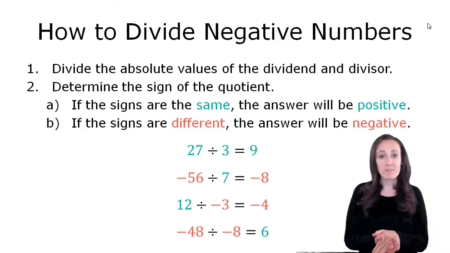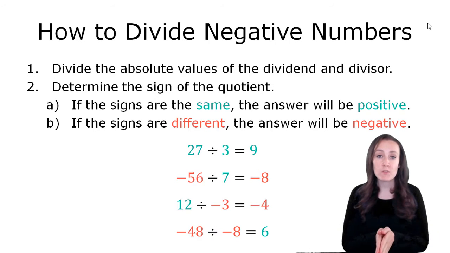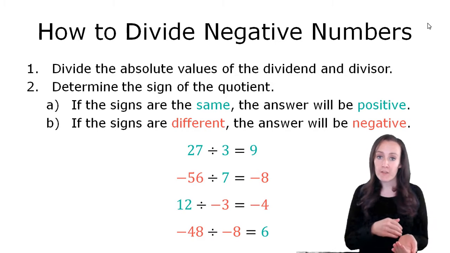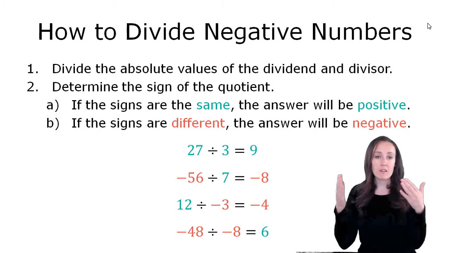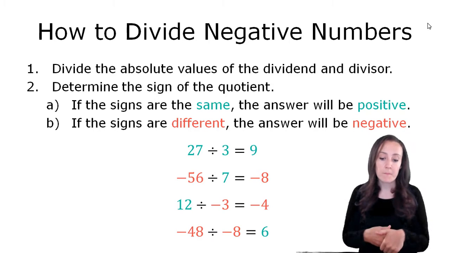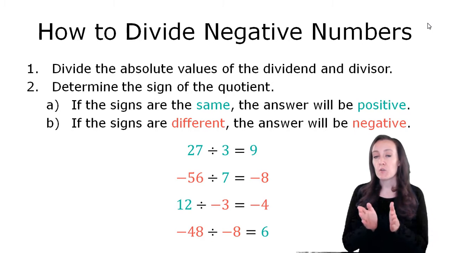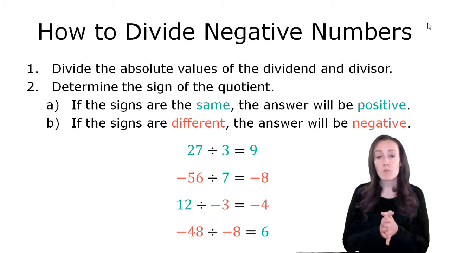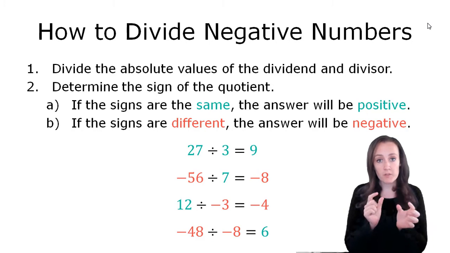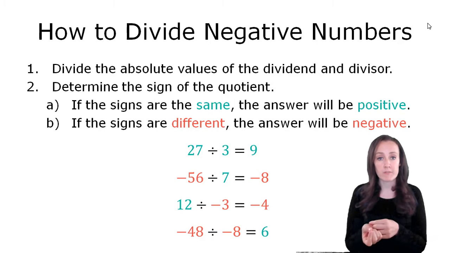Alright, so when you're dividing negative numbers, the first thing that you do is you divide the absolute values of the numbers. So you kind of just ignore whether they're positive or negative, and you divide the numbers like normal. And then after you've done that, you're going to determine the sign of your answer based on whether or not the signs of the individual parts of the problem were the same or different.